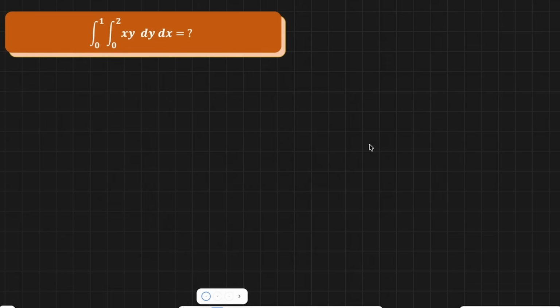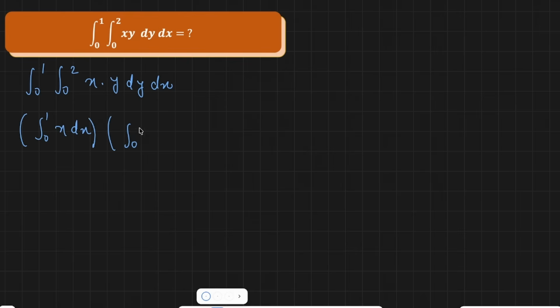Okay, so this question can be solved using two methods, basically the method is the same, but there are two ways. So just try to understand. This is 0 to 1, this is 0 to 2, this is x into y dy dx. Whenever you have constant limits and you have a separable function, you can write it like this: integral 0 to 1 of x dx into integral 0 to 2 of y dy. This is the limit of x, this is the limit of y. If you solve this, you will get the same answer.